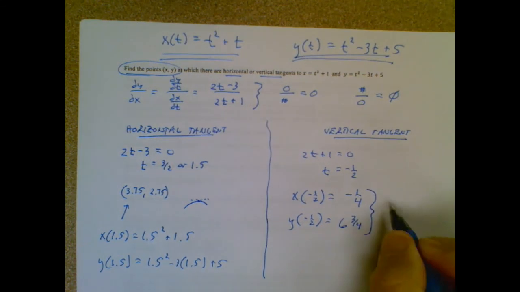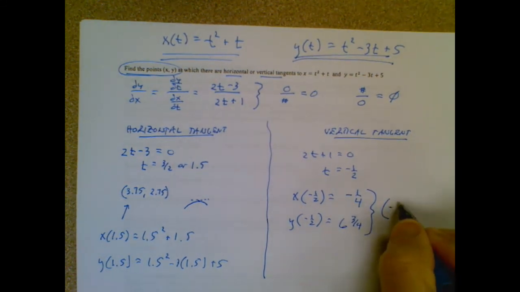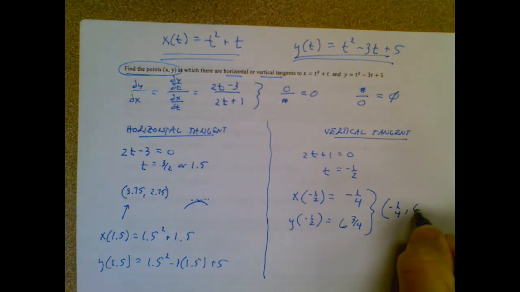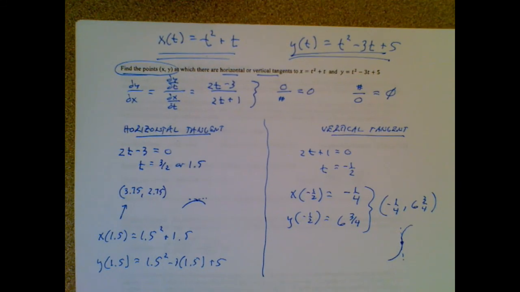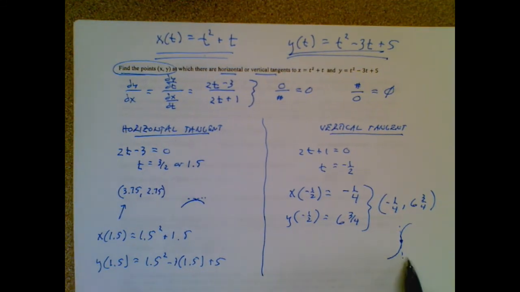And I now know that at this spot, I don't necessarily know much more about that spot, but I know right there I have a horizontal tangent. Nope, I misspoke. That's a vertical tangent.